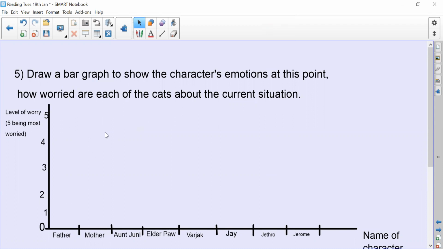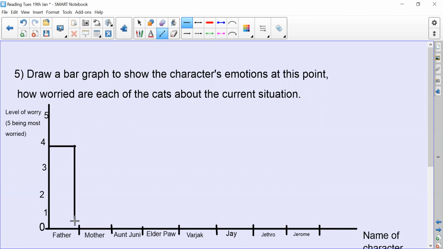And then I want you to draw a bar graph. So when you're thinking, a challenge, you could do the characters' emotions at the beginning and at the end of the chapter. I'm just going to take it as an overall emotion here with my modelling. So how worried are each of the cats about the current situation? I'm going to say that Father is middling, because I know he gets really angry, but at the beginning, he's not that worried about the whole situation. He just wants the elder Paul to stop going on about it. Okay, Aunt Junie doesn't seem too worried. I'm just going to pause here and let you fill in your graph.